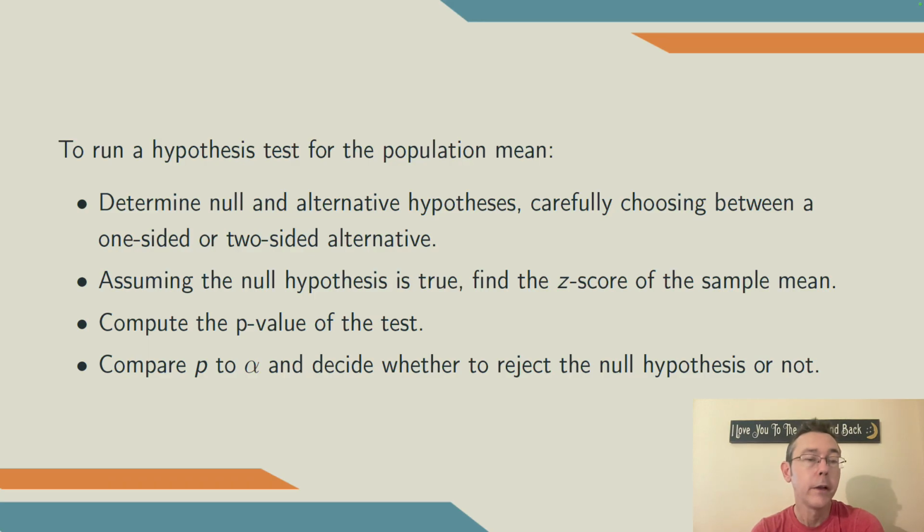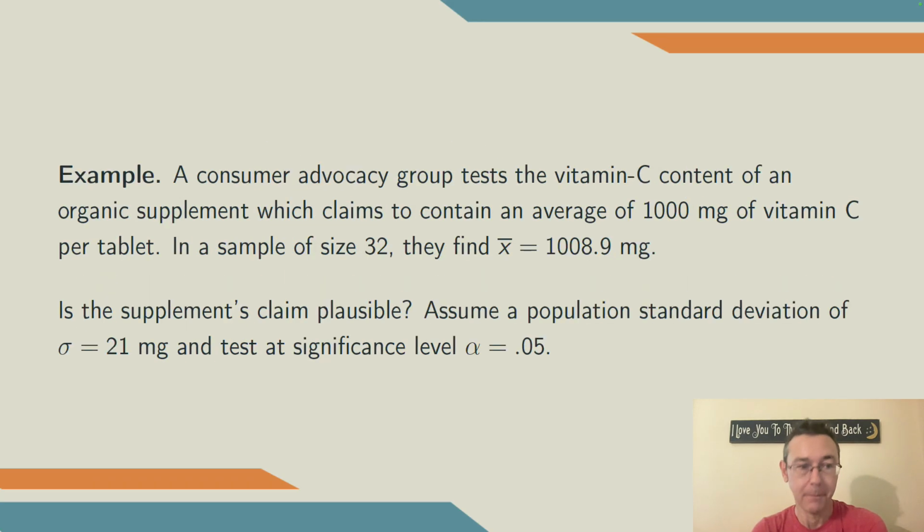First, we're going to determine null and alternative hypotheses appropriate to the question that we've got, carefully choosing between a one-sided and two-sided alternative. Then we're going to assume that the null hypothesis is true, finding the z-score of the sample mean that we actually get from our sample data. Using that, we'll compute the p-value of the test, we'll compare p to the significance level alpha, and decide whether to reject the null hypothesis or not. Finally, even though it's not listed here, we're always going to want to try and give a conclusion in ordinary human language, not just saying something about probability.